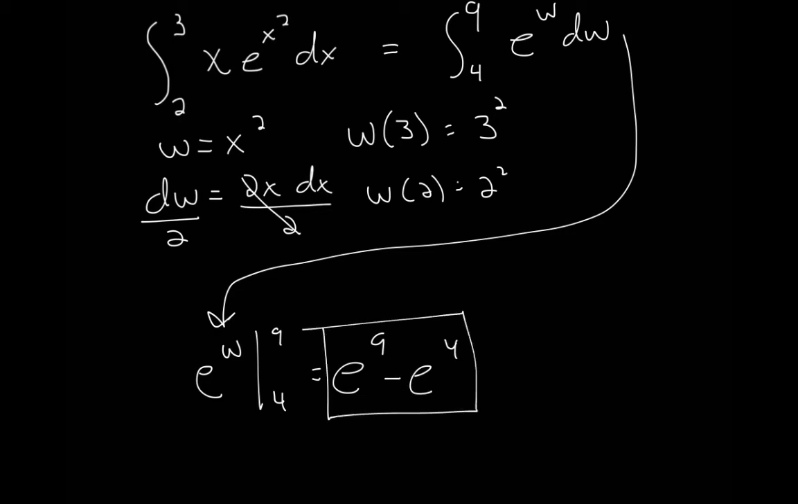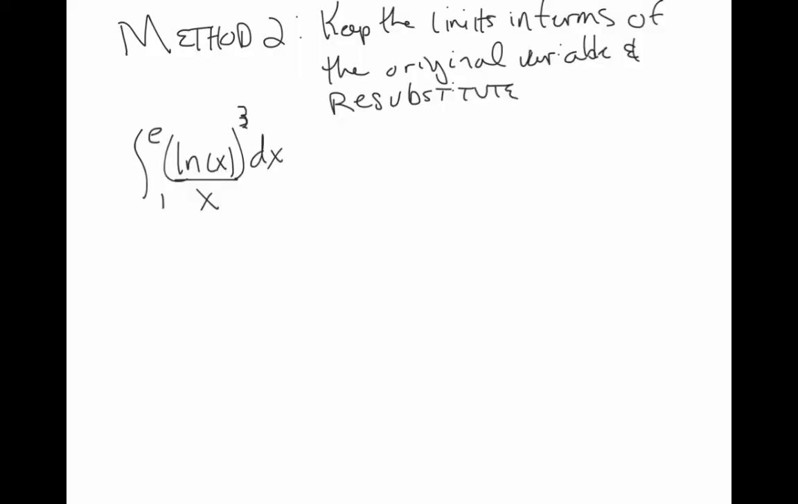Once again, notice I never had to substitute back into x in order to get my final answer. All right, now let's take a look at the other method to make sure it's really clear to you. The second method requires that we keep the limits in terms of the original variable and then resubstitute at the end. So let's take a look at how that works.